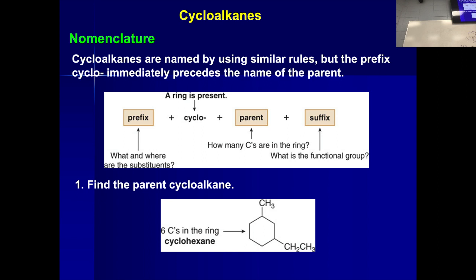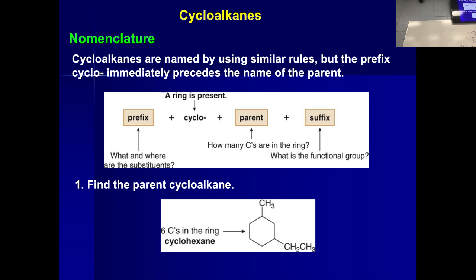And so cycloalkanes are typically named using similar rules, but the prefix cyclo immediately precedes the name of the parent. So you're going to find the prefix, you're going to add cyclo, then you're going to add parent, then you're going to add suffix, okay? So if we find the parent cycloalkane, what do we have here? 6 carbons in that ring, right? So it's going to be cyclohexane. Okay, it's going to be a cyclohexane parent.